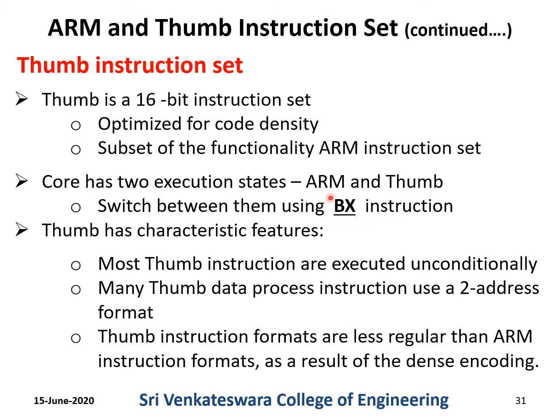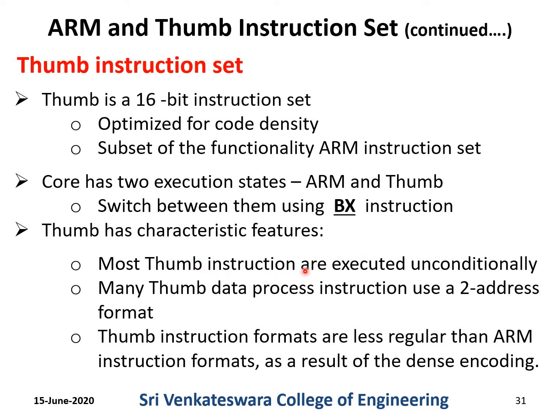one instruction is used, which is BX. BX stands for branch and exchange. So branch and exchange. Here an exchange operation is done, which we won't be seeing elaborately here. Because of the branch and exchange operation, the state of the processor can be switched between ARM state and thumb state. And some more features of the thumb instruction set are given here.